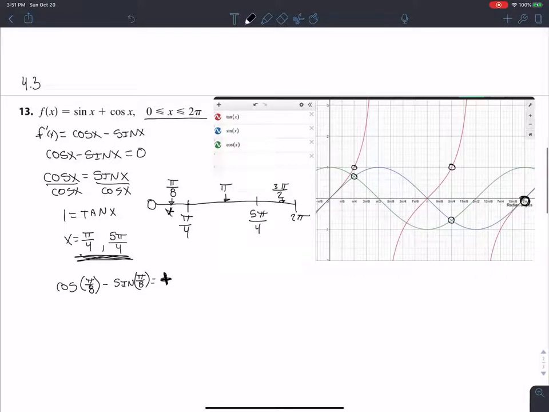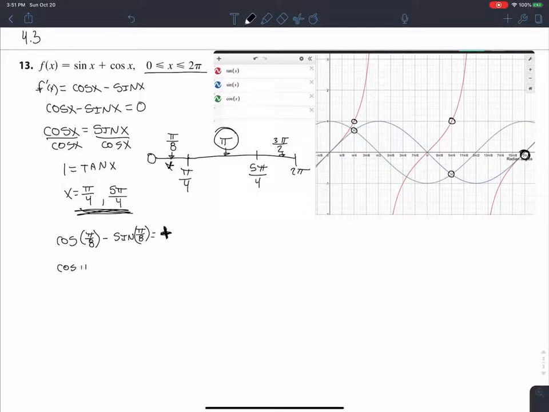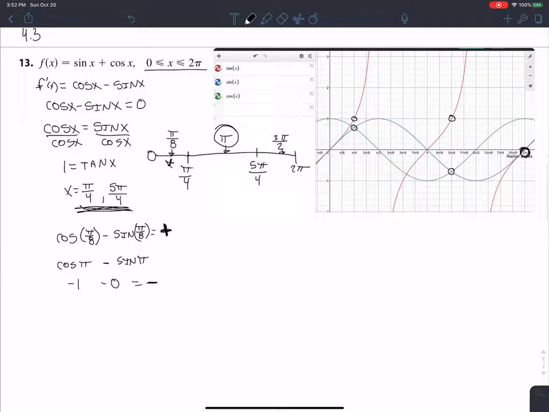Here, when we plug in pi, we get cosine pi, which is negative 1, minus sine of pi, which is 0. So this equals a negative number. Doesn't matter that it's negative 1. It only matters that it's negative. Okay? So we're decreasing on this interval. Decreasing. Increasing.